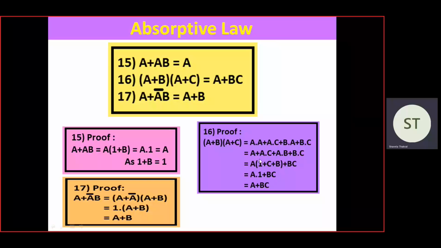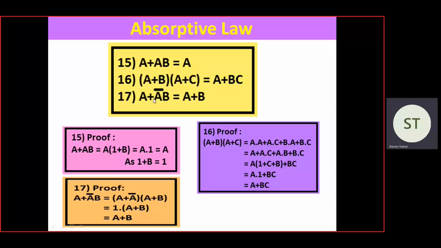And 1 plus something, in the OR law we have seen, that is equal to 1. So we can write it as A dot (1 plus BC), and A dot 1, in the AND law we have seen, that is A. So finally we get the result as A plus BC. So remember it, that is (A plus B) dot (A plus C) is equal to A plus BC.